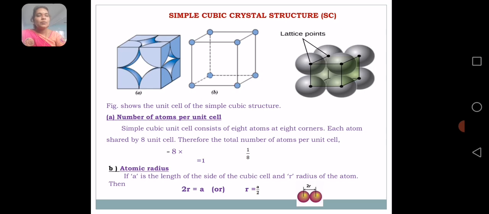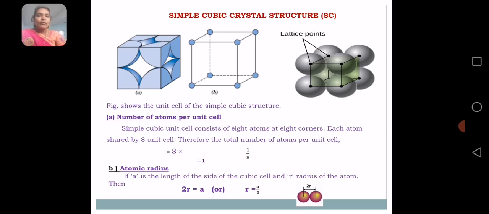Therefore, for the number of atoms per unit cell, we know that there are 8 atoms each shared by 8 unit cells. So 8 into 1 by 8 is equal to 1. So finally we found the number of atoms per unit cell is equal to 1 in the simple cubic crystal structure. Next, we find the atomic radius.